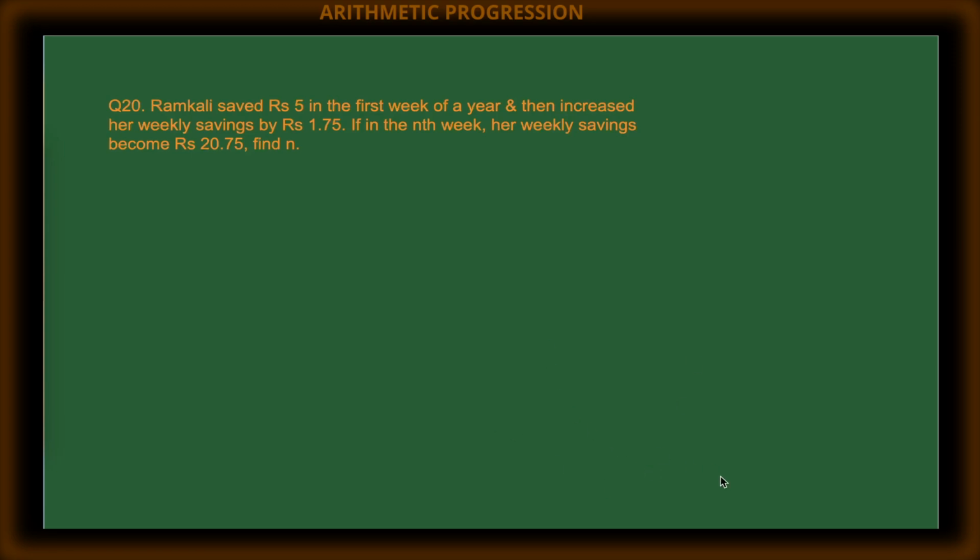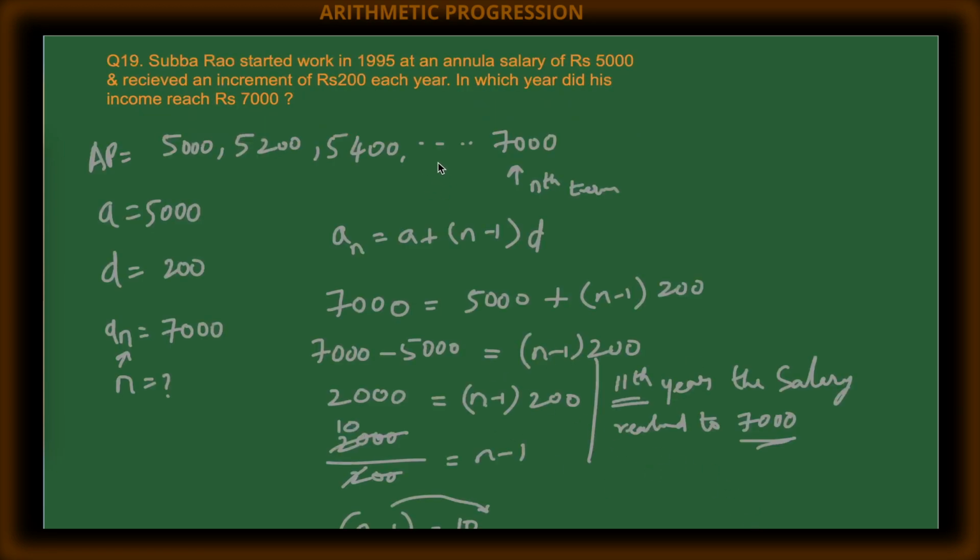Okay, one thing I identified in this particular question here is, in which year did his income reach rupees 7000? So we also need to find the year in which it has become that. 11 we have got, the 11th year. So how do we identify? In 1995 it started, right? So this is 1995, and this is the 11th year position. So 11th year, this is nothing but the 11th year.